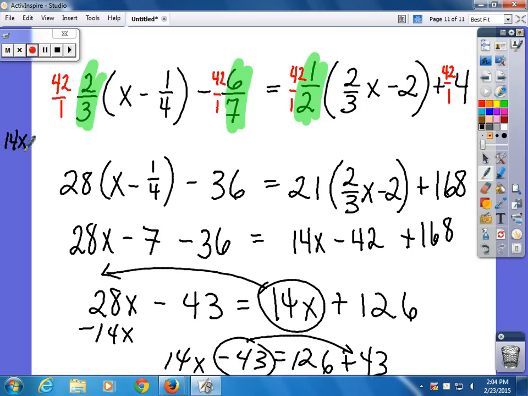14x is equal to 126 plus, what is that, 169? And divide by 14. So your answer is 169 over 14.